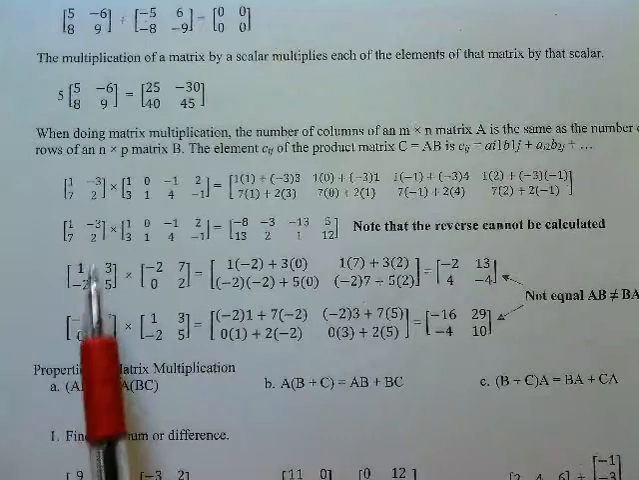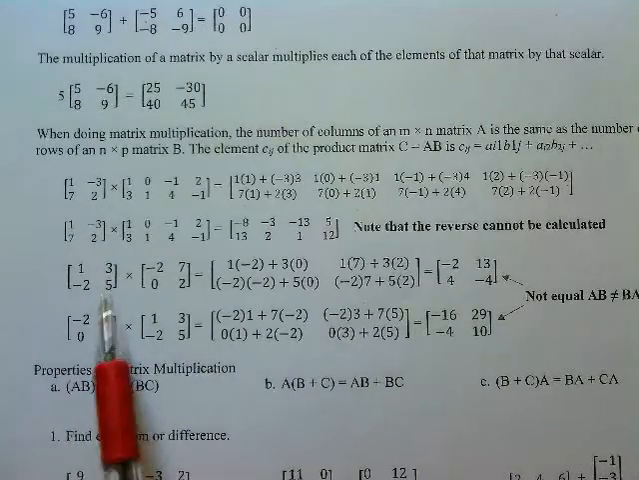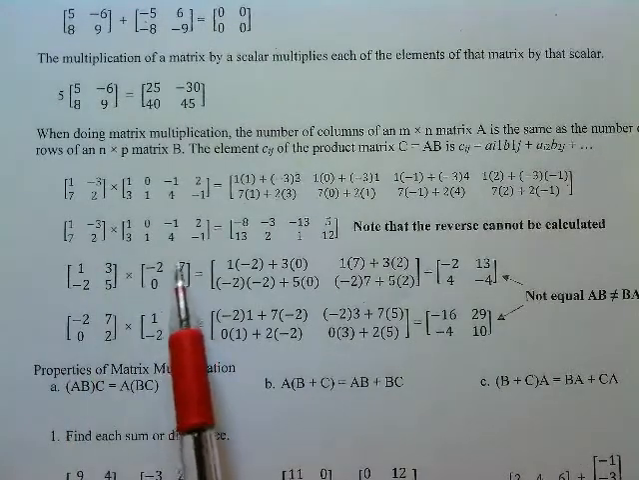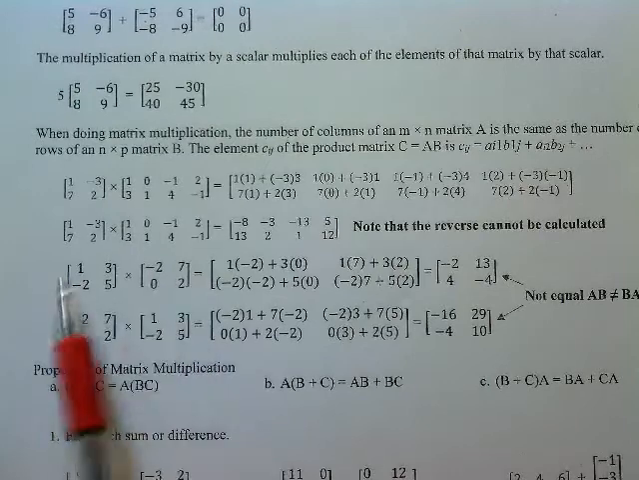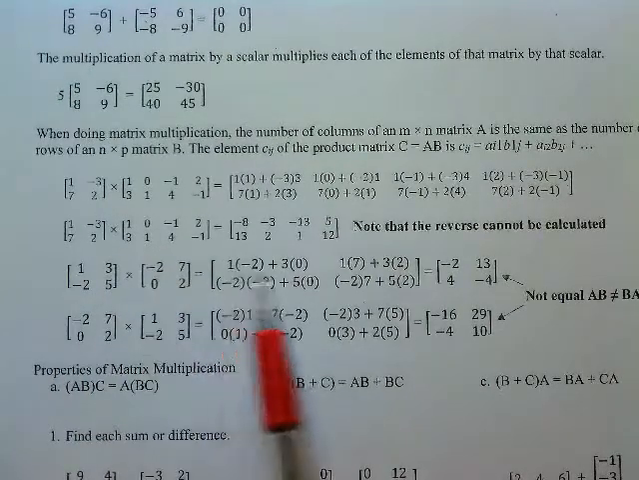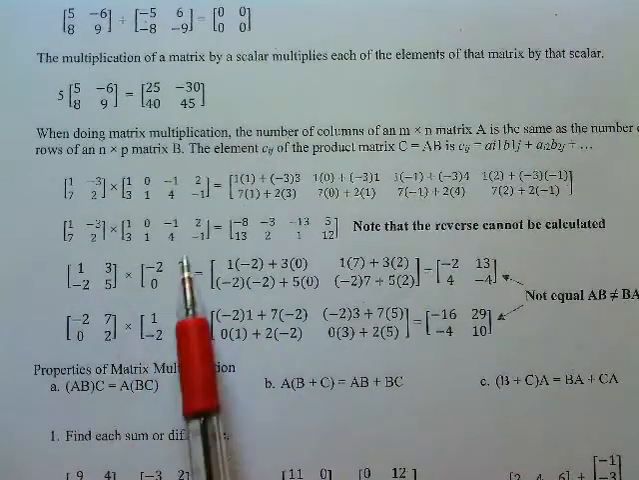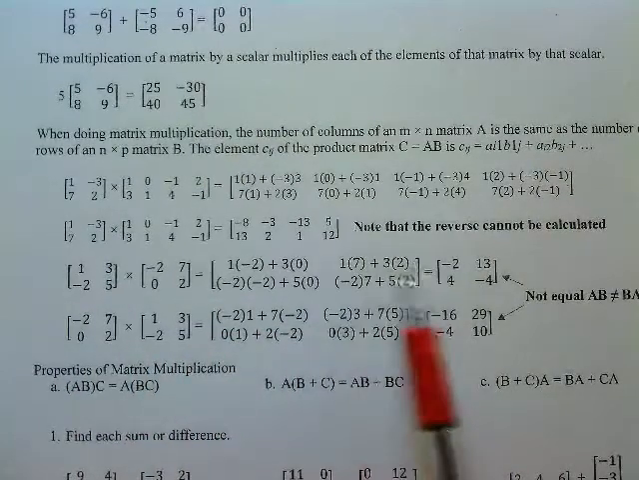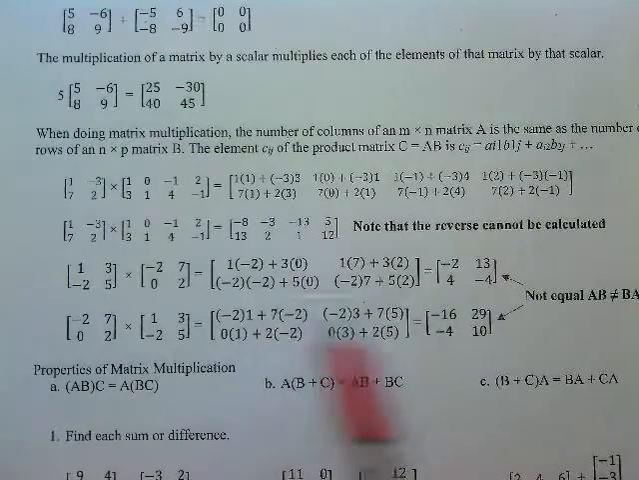So first we have the matrix 1, 3, negative 2, 5 times the matrix negative 2, 7, 0, 2. So again, 1, 3 will be times the negative 2, 0. That'll go here. 1, 3 times the 7, 2. That'll go here. And we end up with this product.